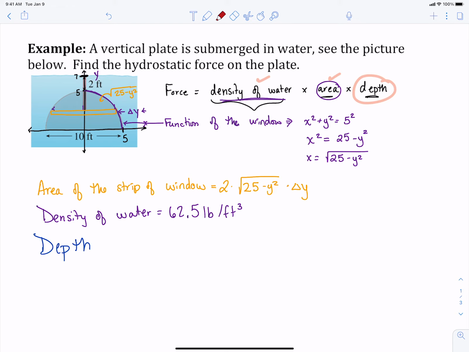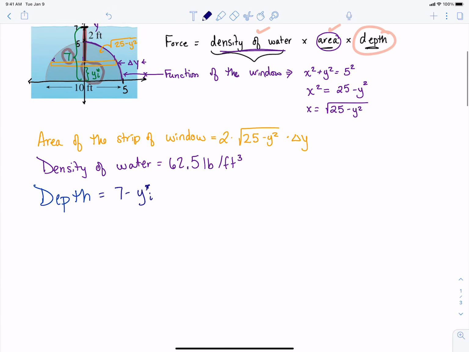Okay, well, let's think about what we know here. This amount right here is going to be our y sub i. And the whole way, from the top of the surface of the water down to the bottom, that's 7 altogether. And what we need is this red amount right here. Well, this is going to be that whole depth, 7, minus this little bit right here, that y sub i. So our depth, let's go back to the right color here, that's going to be 7 minus y sub i star.